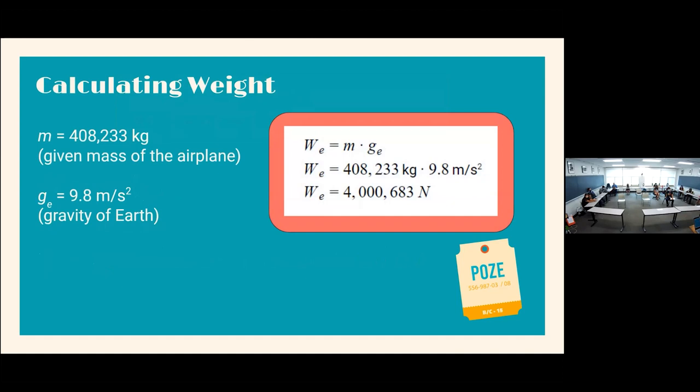And here is what we get when we plug in the statistics of our plane into the weight equation, where we put in 408,000 kilograms for the mass, and we use 9.8 as the gravity of Earth. And when we plugged it in, we got 4 million newtons. And this is significant because it's less than the lift of the plane that we calculated earlier, which means that in this case, our plane would be able to fly. Yay.